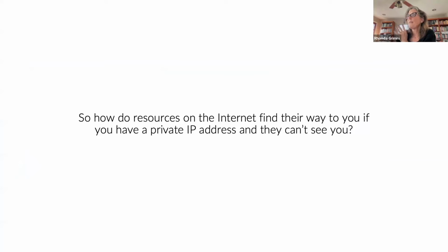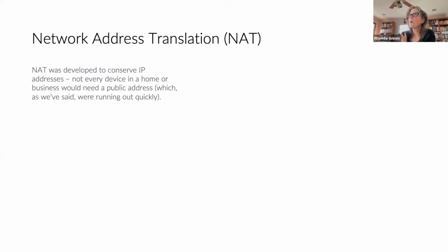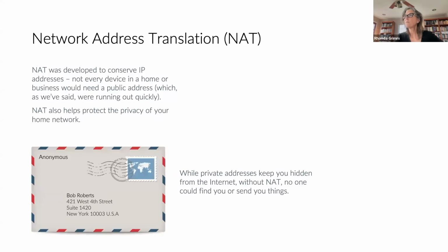So that begs the question, how do resources on the internet find their way to you if you have a private IP address and they can't see you? So enter network address translation. NAT was developed to conserve IP addresses. Like we said, not every device in a home would need a public address. They were running out quickly. So this is great, and it also is a privacy thing. It hides your network from the rest of the world.